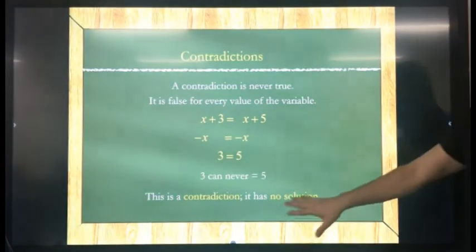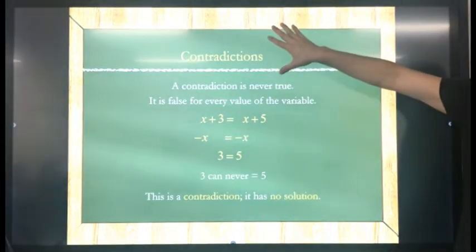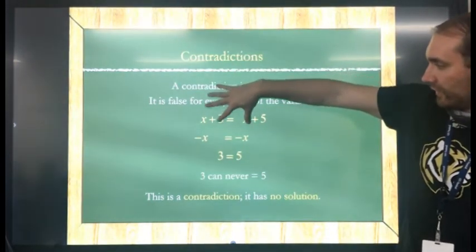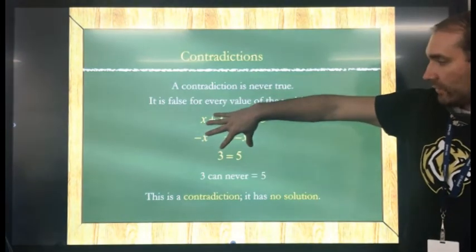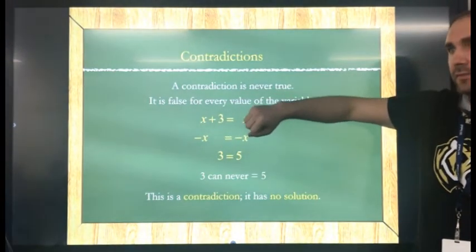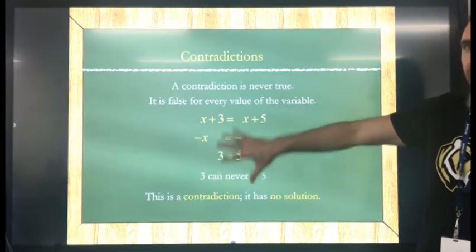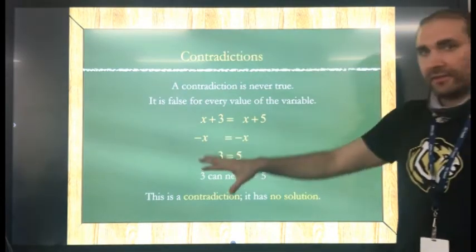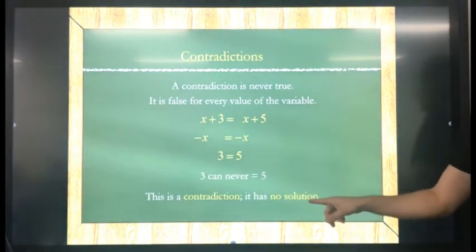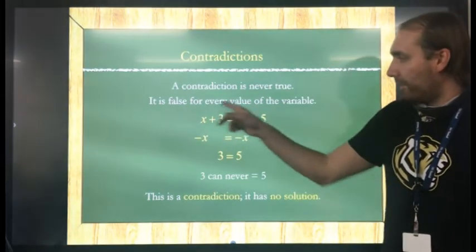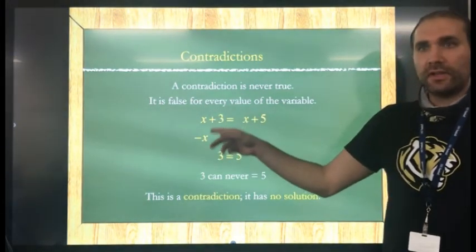If you get no solutions, that is called a contradiction. As you solve for x, you could get something weird at the end, such as 3 equals 5. Does 3 equal 5? No. That's what's called a contradiction, and therefore the solution is no solution. Meaning, no matter what I plug in for x, it'll never be equal on the left and the right.